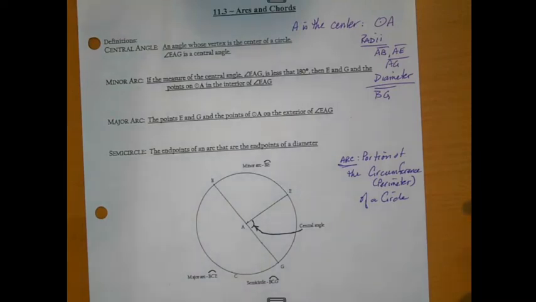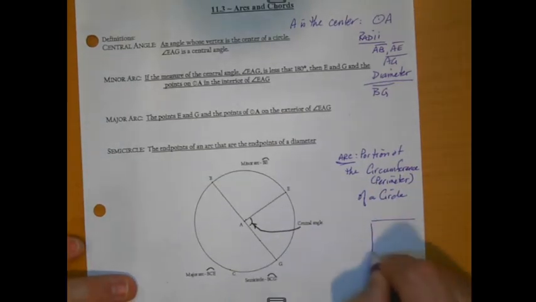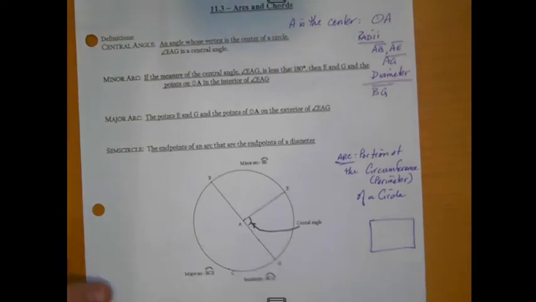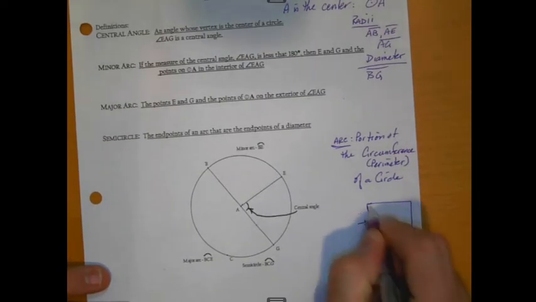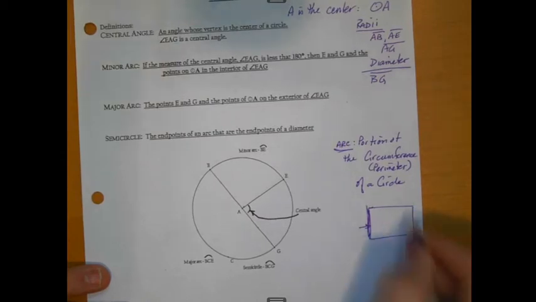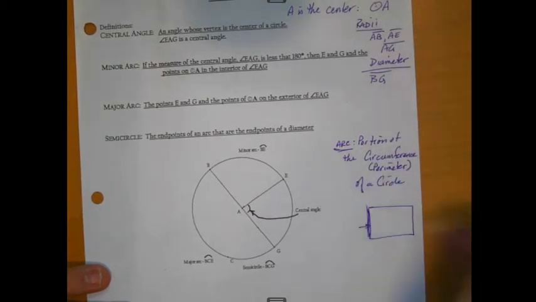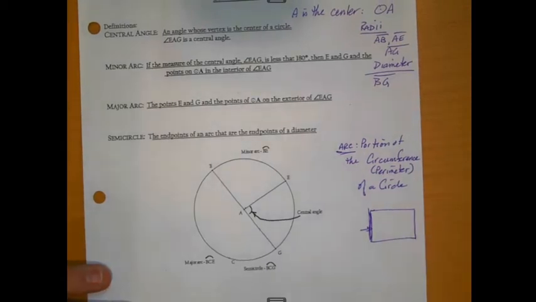So a side would be the same as a portion of the perimeter. This side would be a portion of the perimeter. So the arc is a portion of the circumference of a circle. Okay? There are minor arcs, major arcs, and semicircles. I think you know what semicircles are, but we'll come back to that.